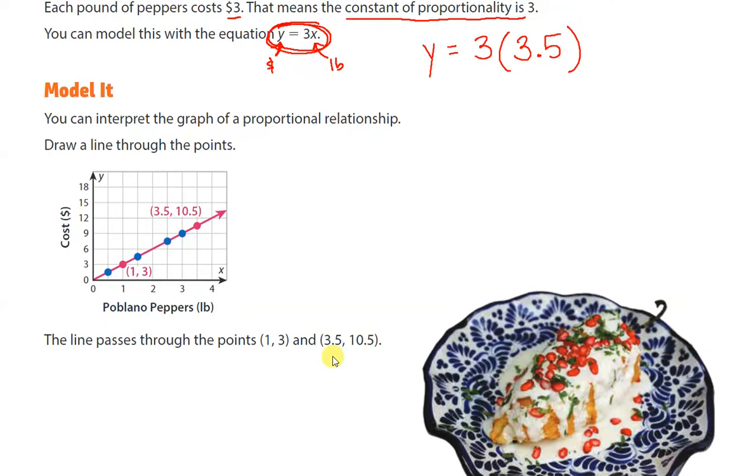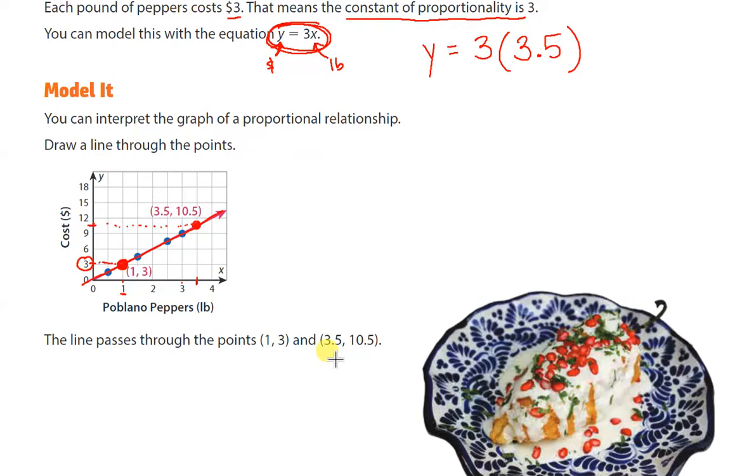The other way you can interpret the graph is, well, we already drew a line through all the points, and then you just find the data that you're looking for. So if the data you're looking for is price per pound, you find 1 pound, and you find where it hits on the line, and then you go over to the cost, which is $3. Or you go over here to 3.5 pounds, the other cost that we wanted, and then you go up to where it hits on the line, and that is right in the middle of 9 and 12.